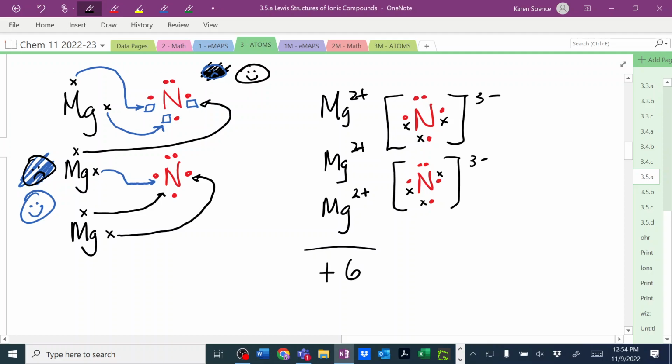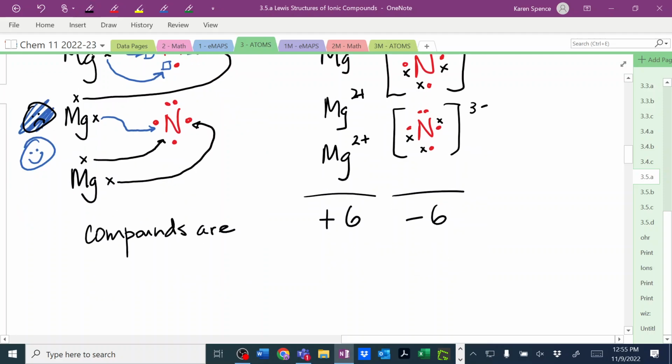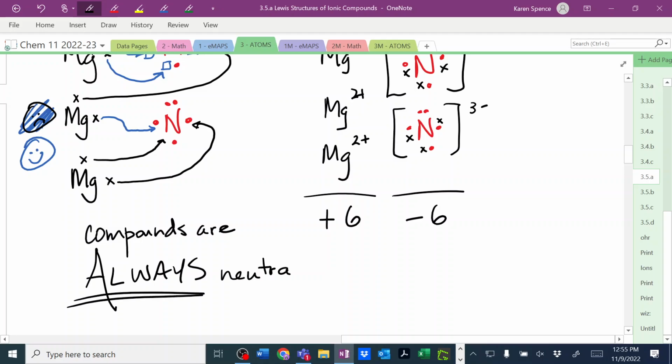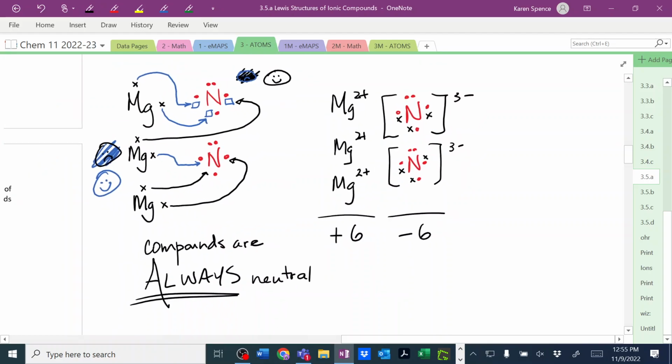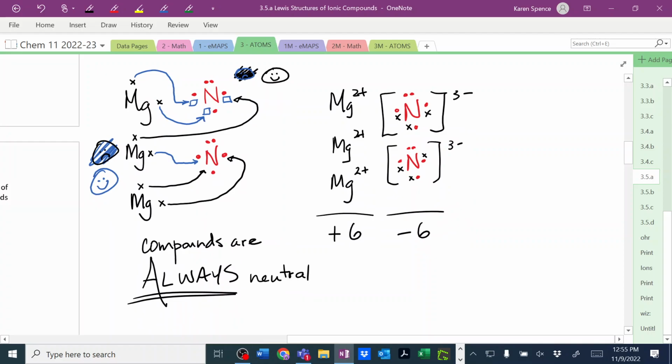6. What do you notice about the overall negative charge? -6. Compounds are always neutral. Always. Not sometimes, always. Not even like one of these little things where I'm like, oh, I'm lying to you. Next year we'll teach you something different. No, always.